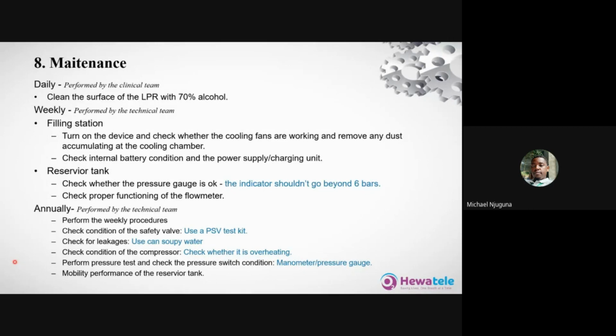And of course, the last thing is to check the mobility performance of the reservoir. It has got some wheel casters. Just check whether it is moving as it should. And then thereafter, of course, you can clean the surface of the whole system using 70% alcohol and return it back to service, or probably to the storage point. So basically, that is all about the LPR system.